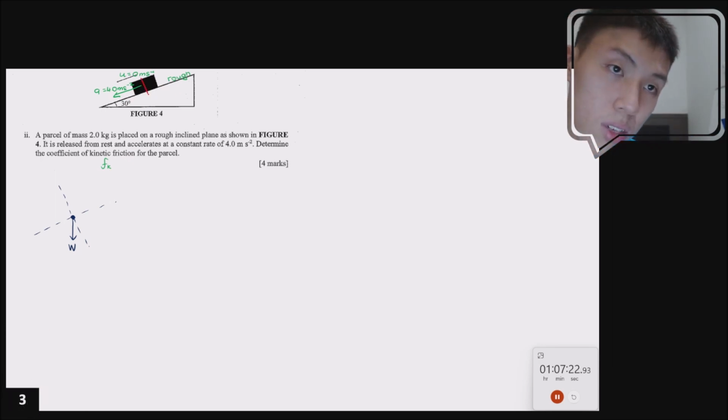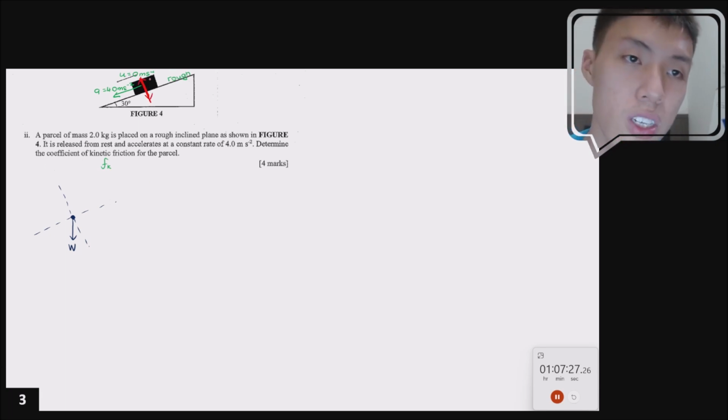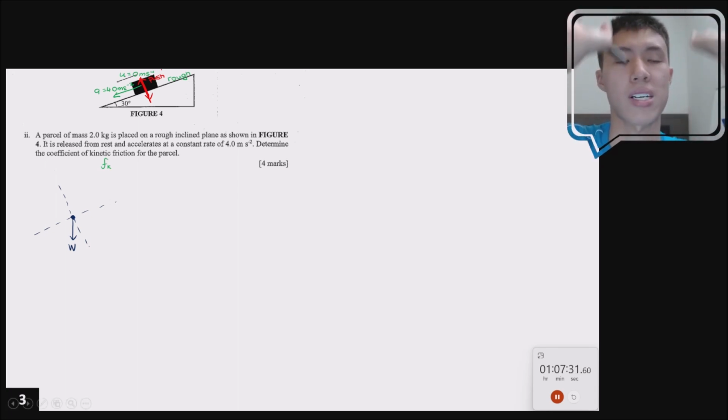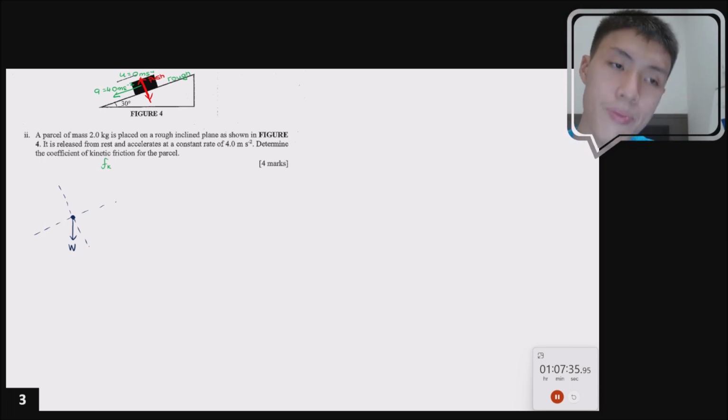So perpendicular to the surface is this direction, up or down. Remember, normal force always pushes. So the surface will push on the parcel, so it should be in that direction. And because it's perpendicular to the surface, we know that this should be along the y-axis. Okay, so this is a normal force.